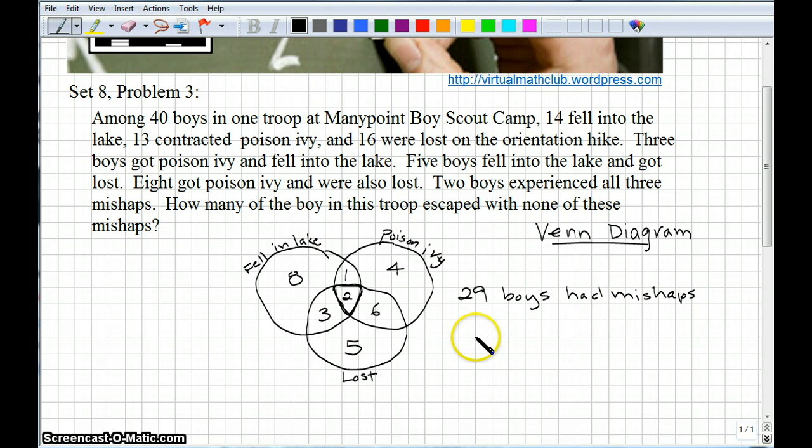Okay, but the question asks how many boys escaped mishaps. So we know we had 40 boys total, and we can subtract the number of boys that had mishaps, and we end up with 11 boys who escaped mishaps. So our answer is 11.